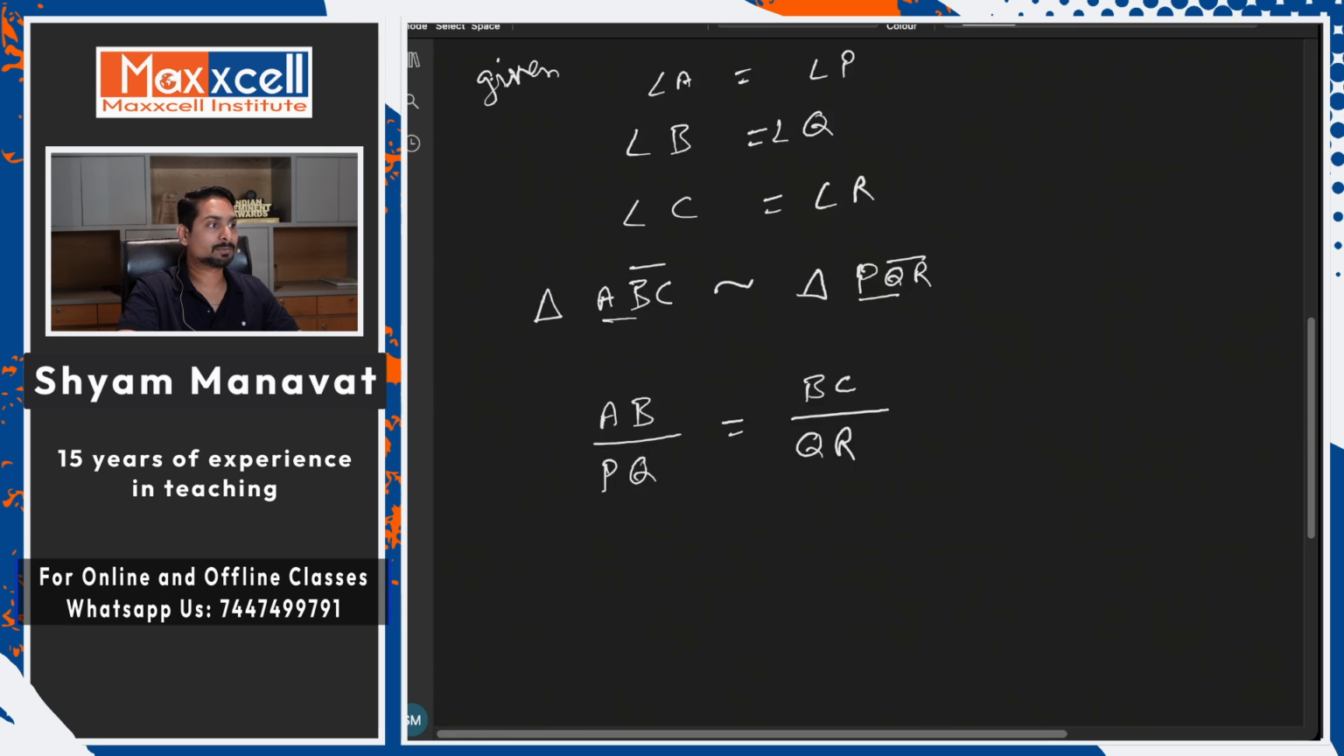Once you have the name with you, you can say AB by PQ, and BC by QR, which will be equal to AC by PR. If you take AC, the first point and the last point, with this you will take the ratio with PR.